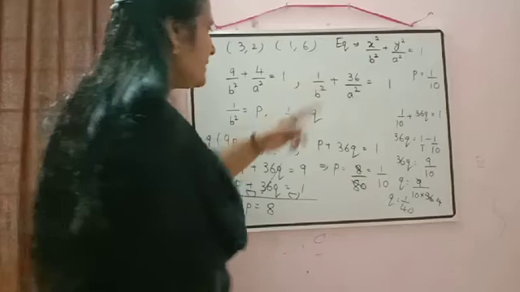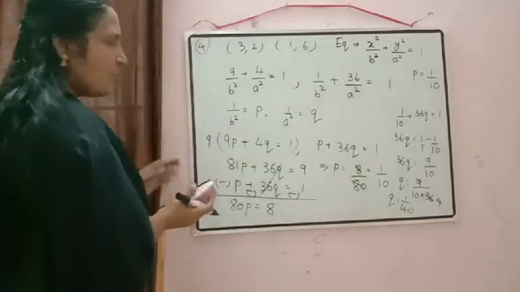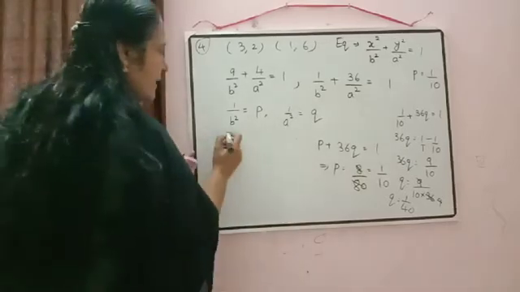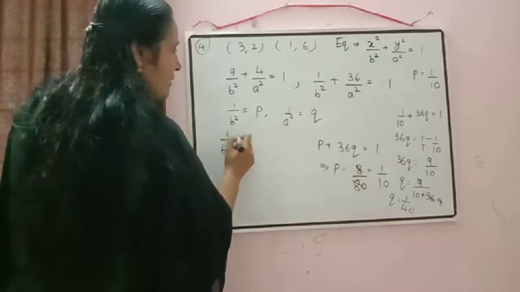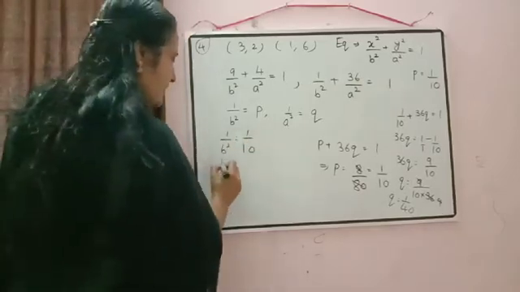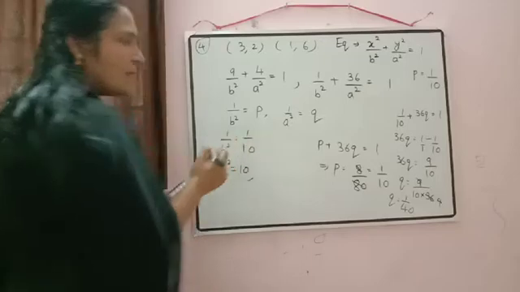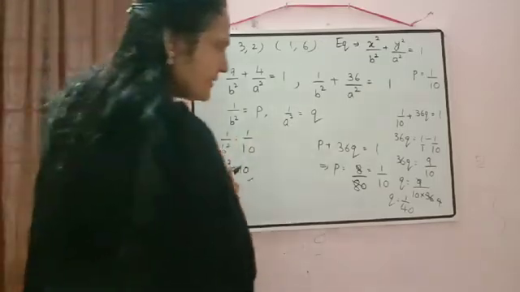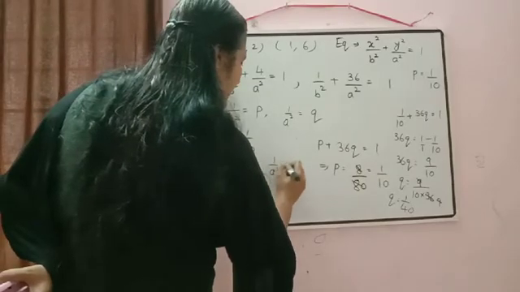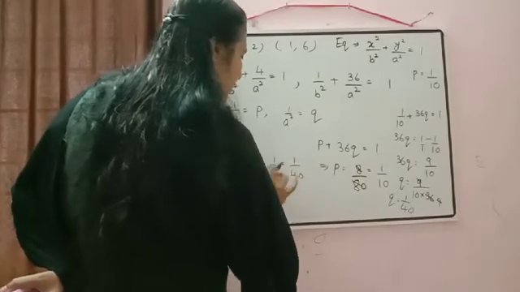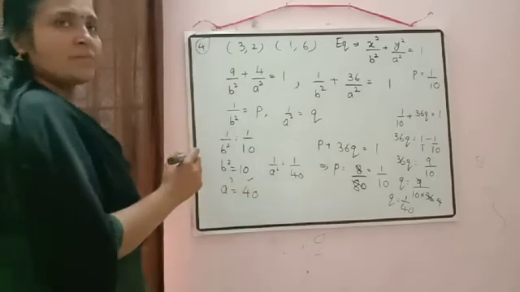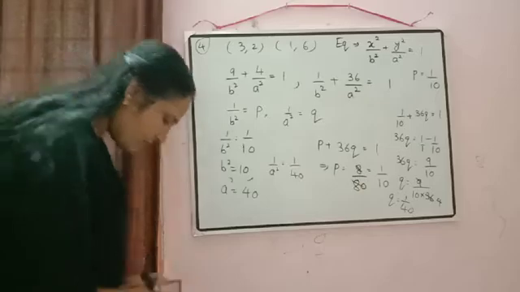We got p is equal to 1 by 10. And what have we taken as p? 1 by b square. So write down there, 1 by b square is equal to 1 by 10. Just do the cross multiplication, then we will get b square is equal to 10. And then what is the value of q? 1 by 40 means 1 by a square is equal to 1 by 40. Cross multiplication, then you will get a square is equal to 40. Now we got the values of a and b.